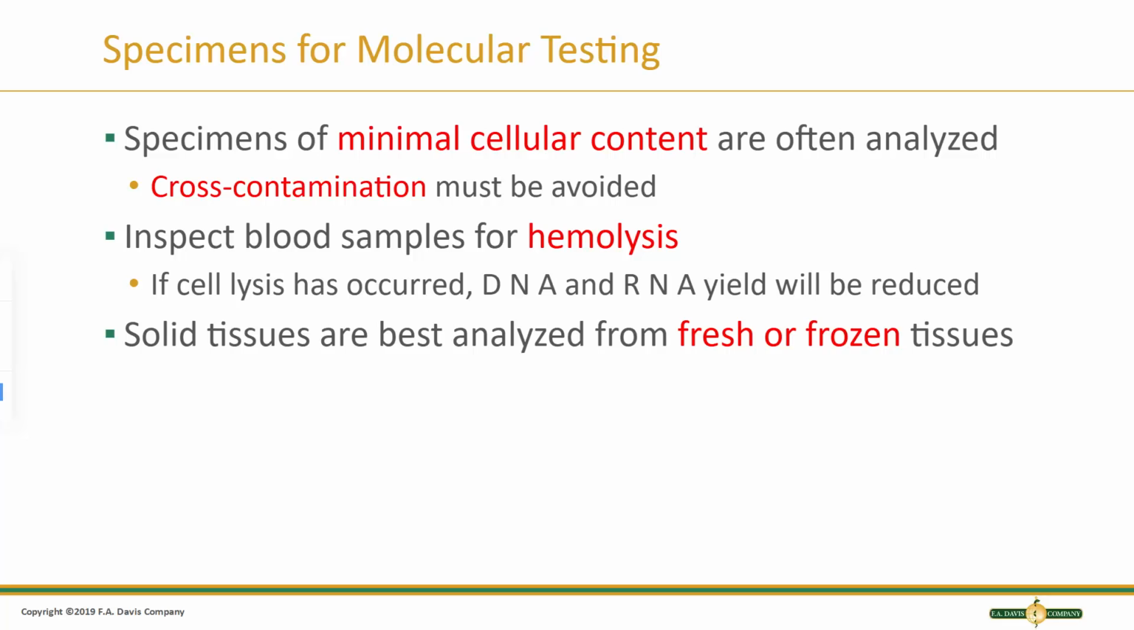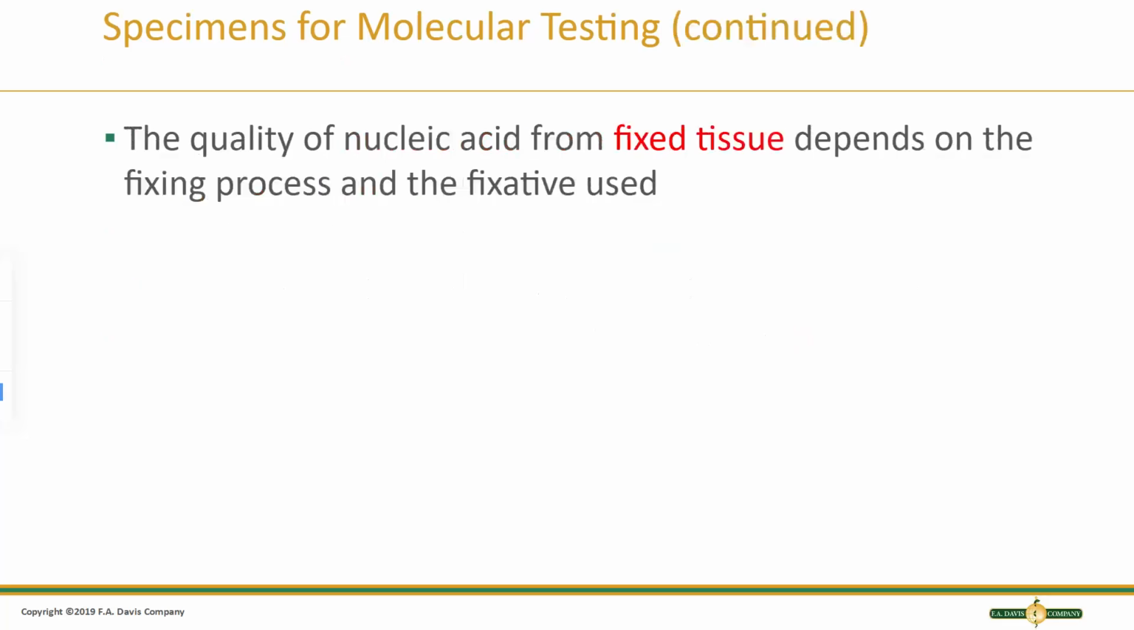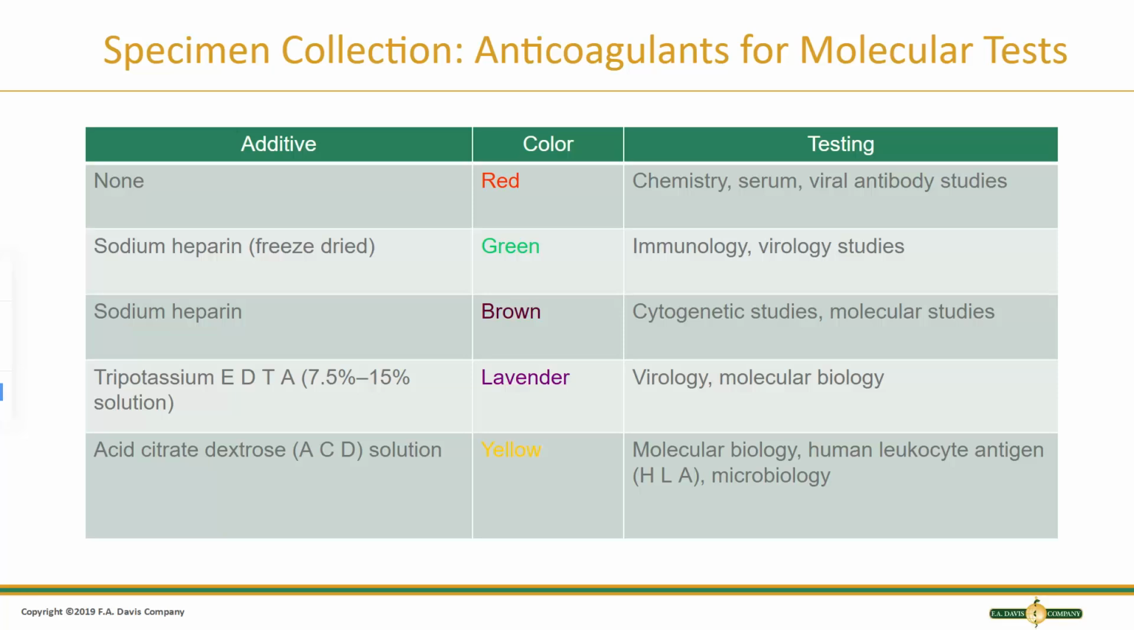Solid tissues are best analyzed from fresh or frozen tissues. The quality of nucleic acid from fixed tissue depends on the fixing process and the fixative used. So here are some anticoagulants for molecular tests. So you can see which tests over here, the color of the top of the tube, and then what additive is inside of there. So our molecular studies are going to use these guys mostly. Immunology, virology studies, mostly green. And then your basic chemistry serum antibody studies would use the red top.